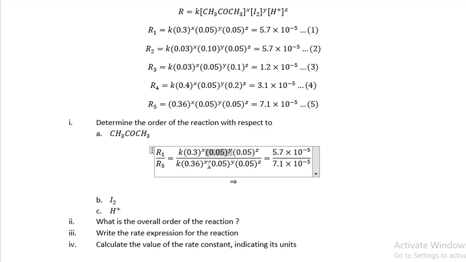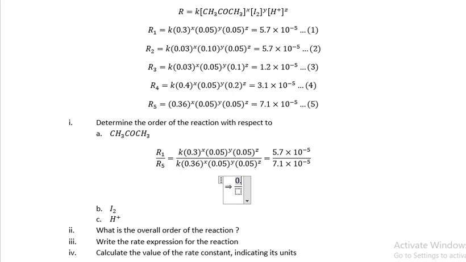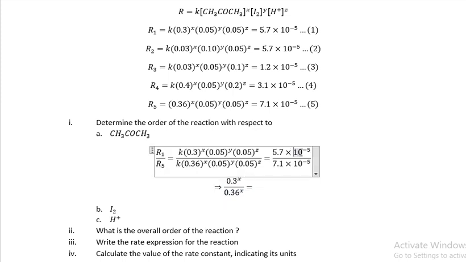0.05 to the y, we cancel with 0.05 to the y. 0.05 to the z, we cancel with 0.05 to the z. So on the left hand side, we'll just be left with 0.3 to the power x divided by 0.36 to the power x equal to, now 10 to the negative 5, we cancel with 10 to the negative 5. So we are going to be left with 5.7 divided by 7.1.